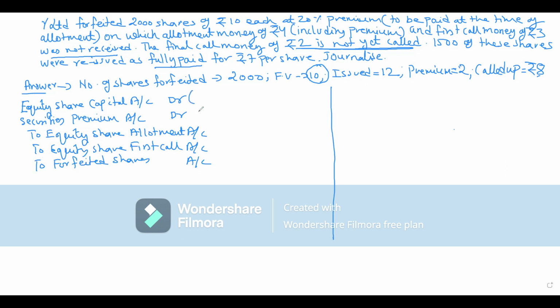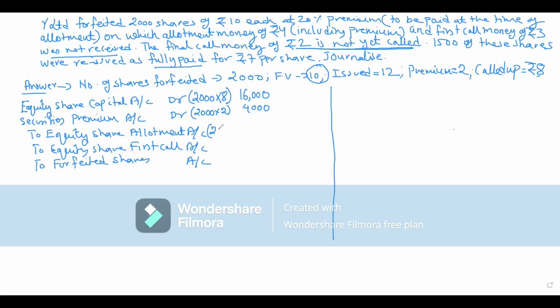Now let's see. Equity share capital account में क्या आ जाएगा? Number of shares forfeited कितना है? Formula याद है ना? What is the formula? Number of shares forfeited into amount called up per share. What's your amount called up per share बच्चों? 8. ये कितना हो जाएगा बच्चों? 16,000. Is that clear? Yes, sir. Securities premium account debit. How many shares forfeited बच्चों? 2,000. Premium कितना है? 2 रुपया करके, तो कितना आ जाएगा बच्चों? 4,000. Is that clear?